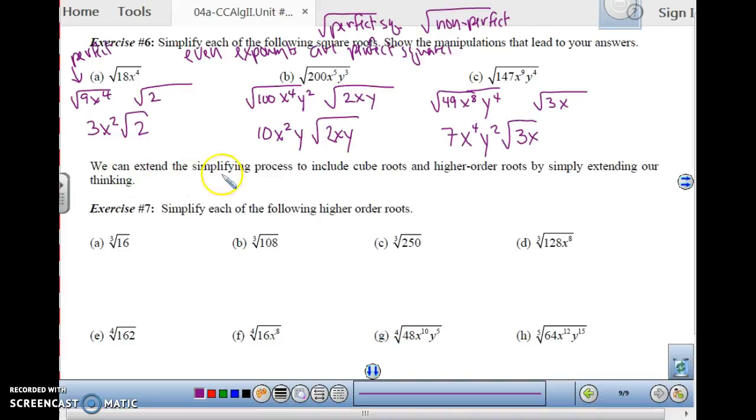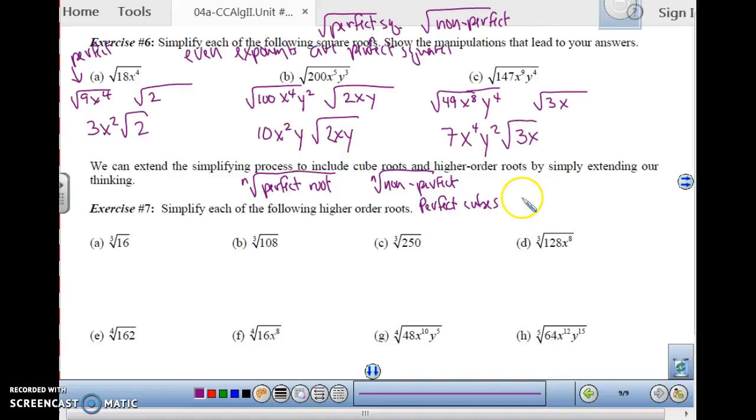All right, so we can extend the simplifying process to include cube roots and higher roots by simply extending our thinking. Now notice here, one group would be the perfect root times the non-perfect. But instead of using squares, we're going to use cubes and fourths and fifths. All right, so let's deal with cubes. It would be helpful if we knew what some of the perfect cubes are. Usually if you know the first 5 perfect cubes, those are the ones that are used the most often.